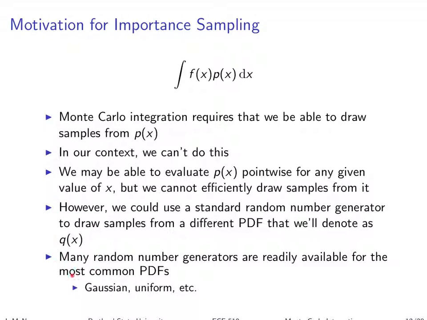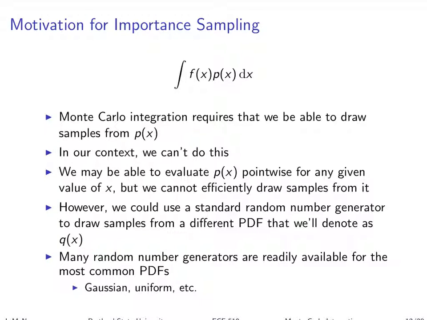Rather than picking the P of X that's shown here, let's say we pick a different one. And this is the only PDF that I'm going to represent with a letter other than P, because P of X and Q of X are always going together. We're using them together a lot. So there's this other thing that is called an importance density. It's just a PDF, but it basically represents the PDF that we can draw random numbers from.